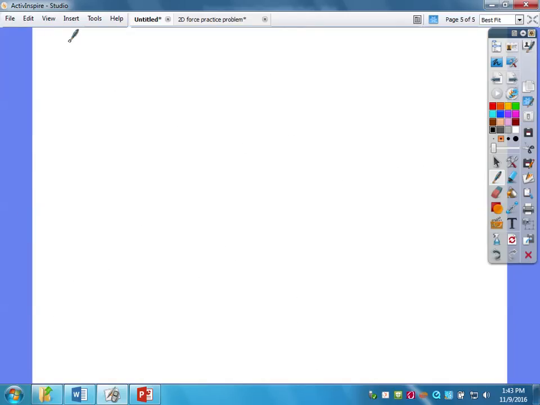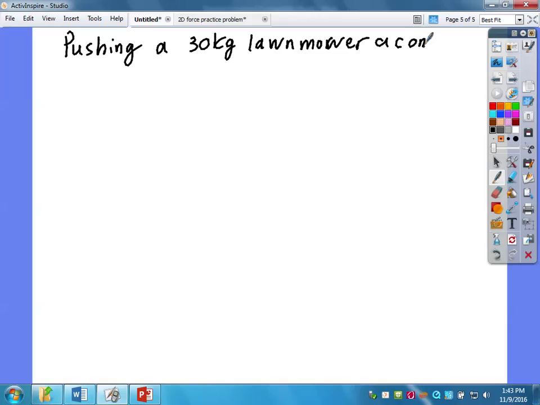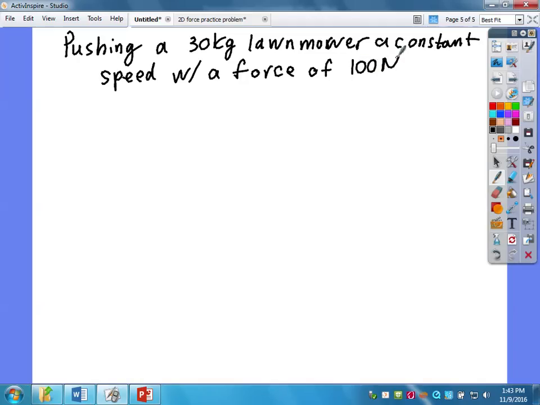What if I am pushing a lawnmower or a grocery cart, pushing a, we'll say 30 kilogram lawnmower, at a constant speed, with a force of, I don't know, let's choose 100 newtons. All right. At a 60-degree angle. I'm going to leave it at that.